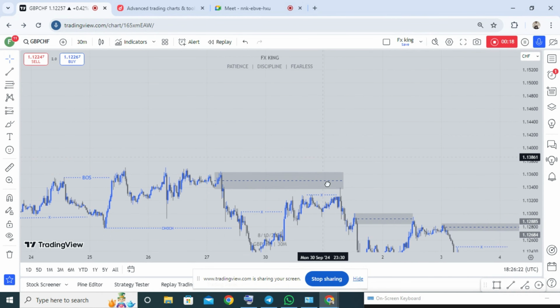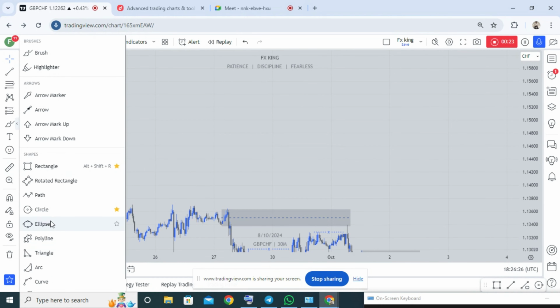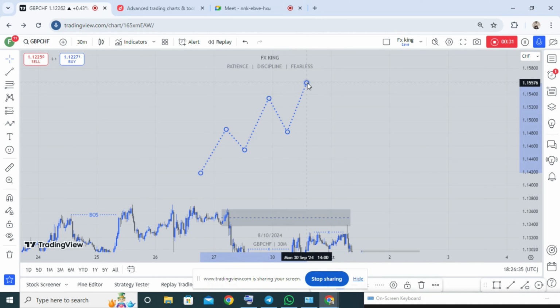Let's say we have a market, right? We have an uptrend market. The market is doing something like this. Now, if you want to spot your inducement in this scenario, this is your inducement: the last pullback that the market created.